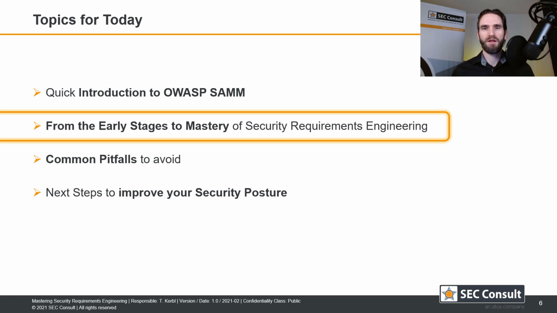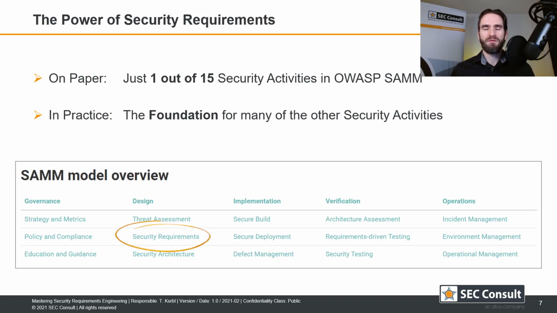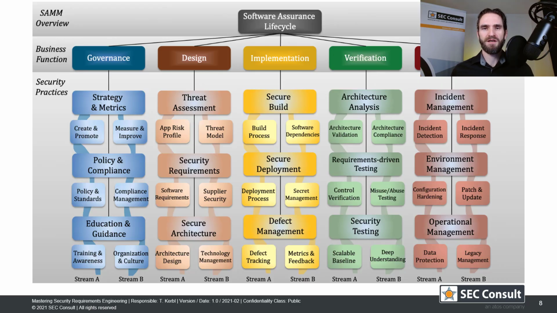But when we take a closer look at security requirements engineering, we will see that it's just one of 15 different activities, so is it really that important? On paper it just looks like one out of 15 activities, but in reality it's the foundation for most of those activities. So basically many of those activities refer back to our security requirements, and without proper security requirements those activities would be without proper orientation. Let's take a look at some examples. I brought some examples with me to illustrate this point.